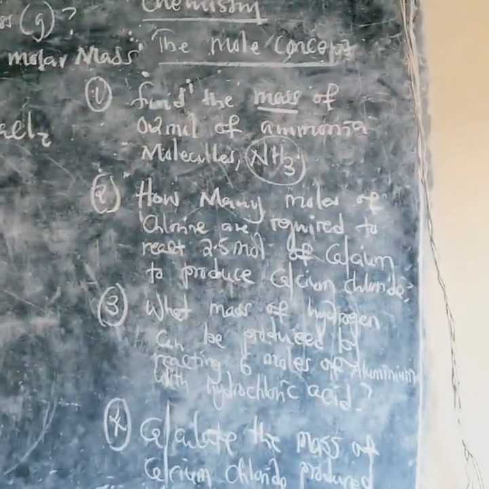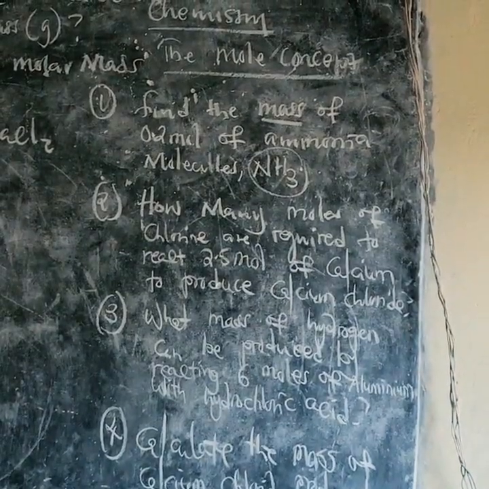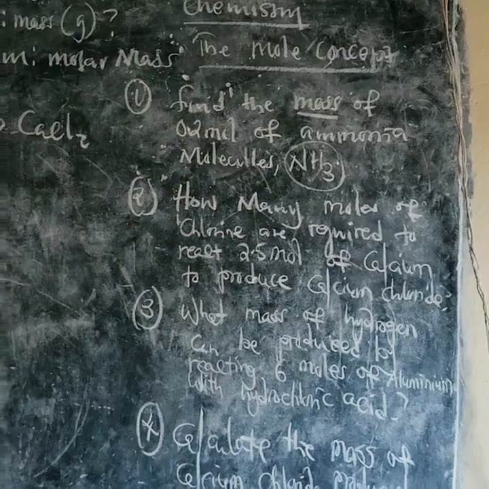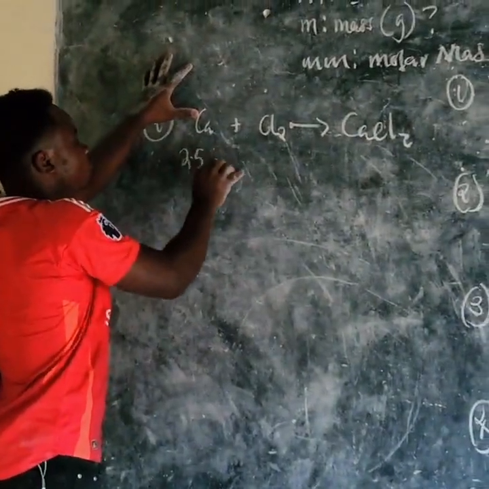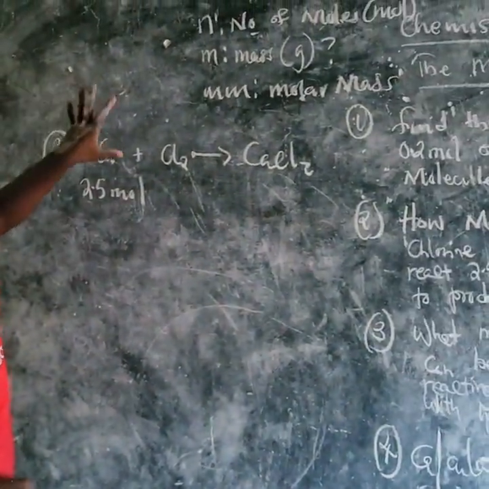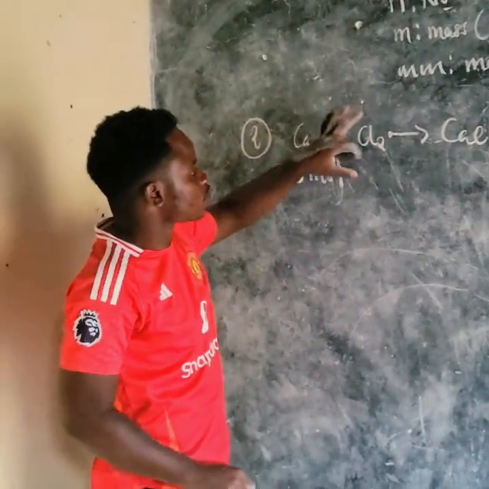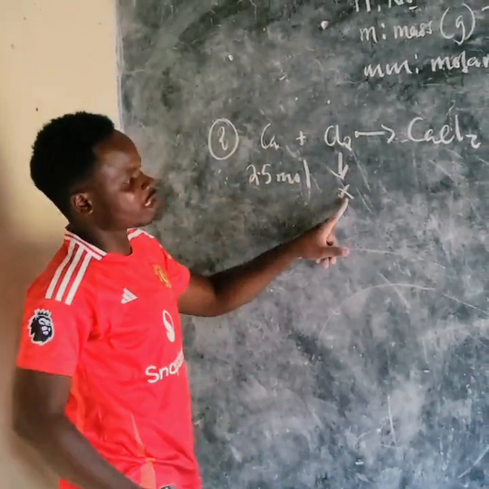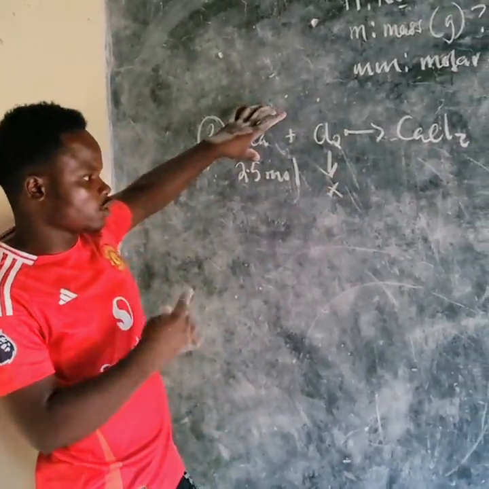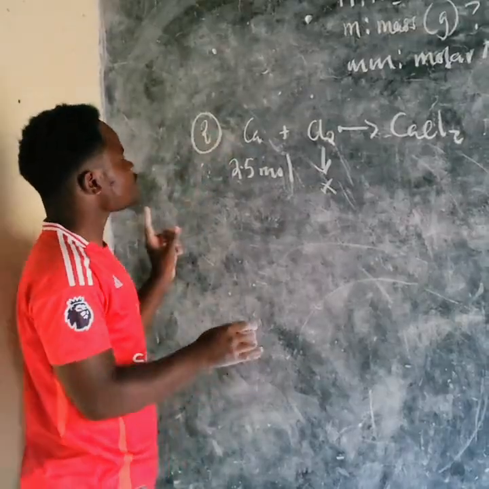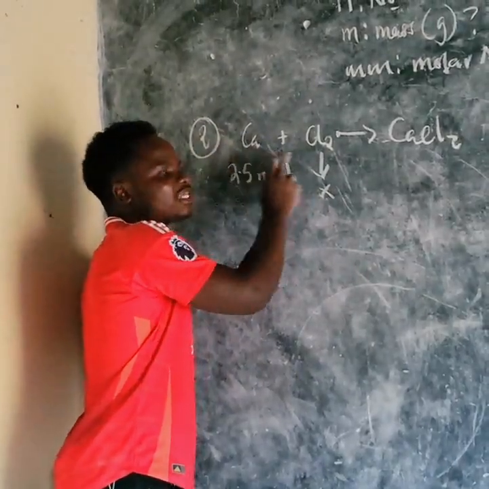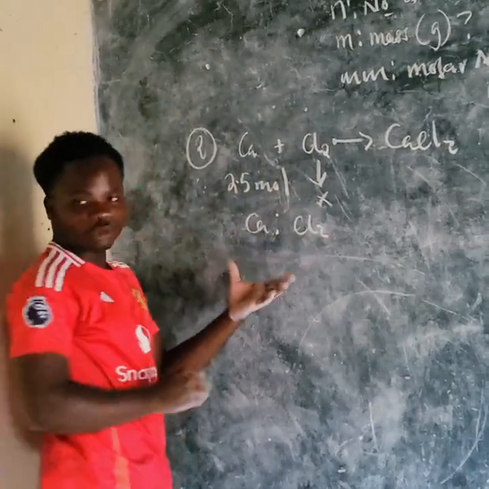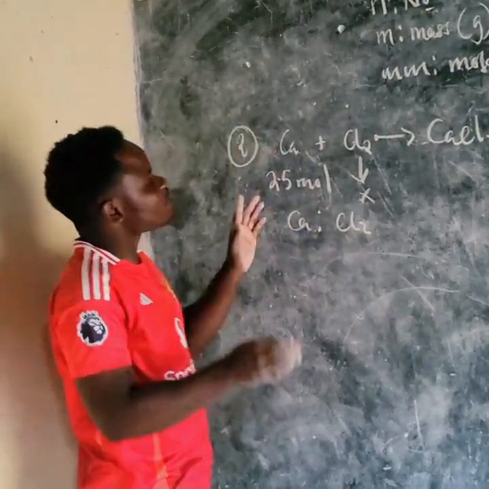How many moles of chlorine are required to react 2.5 moles of calcium? At first, 2.5 moles of what? Calcium. So calcium is 2.5 moles. We don't have the number of moles of chlorine, but we have this one, to produce calcium chloride. So what we are going to do is use the balanced equation between calcium and chlorine.